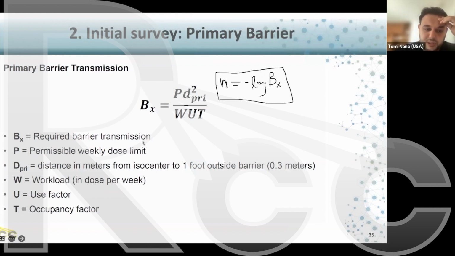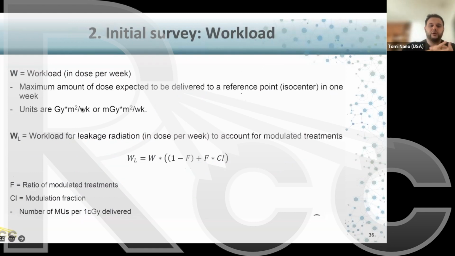So you have your weekly dose limit, your distance from isocenter to the wall, your workload, so in dose per week, your use factor, and your occupancy factor. So let's go a little bit into each one of these variables. Okay, so workload is in dose per week, and this is the maximum amount of dose that you expect to be delivered to a reference point in 1 week. So it's usually in gray, and there is an equation for calculating your workload.